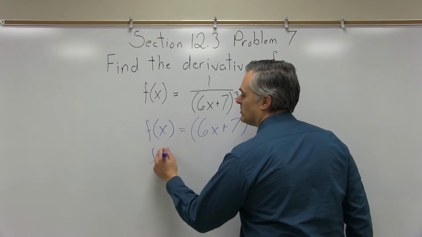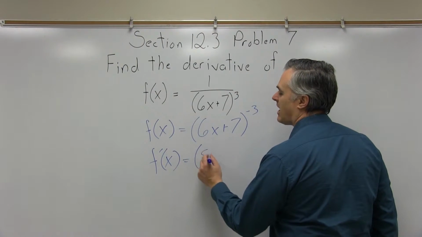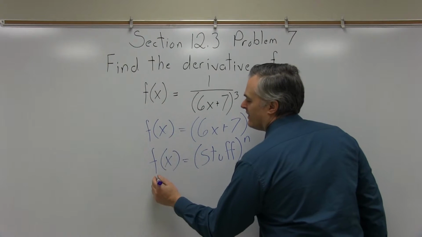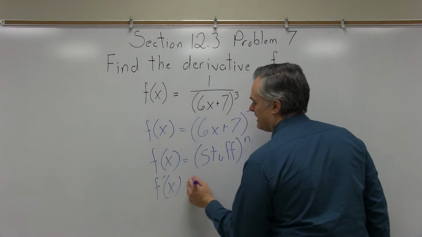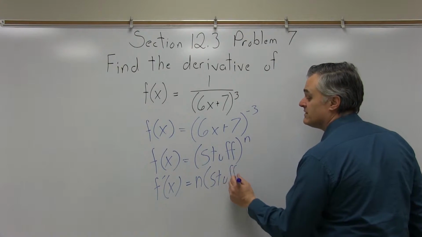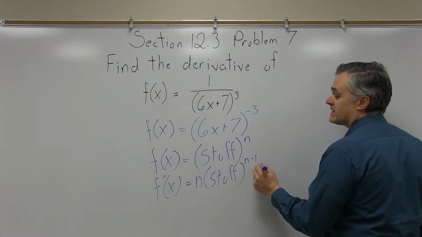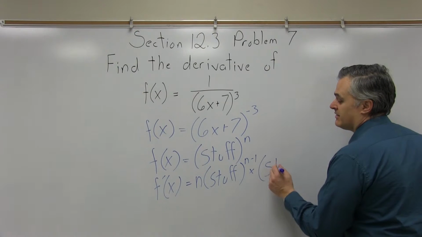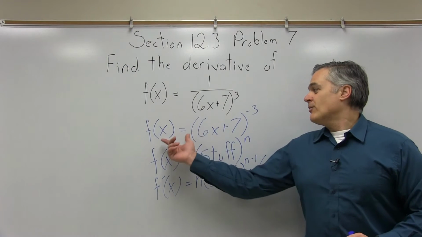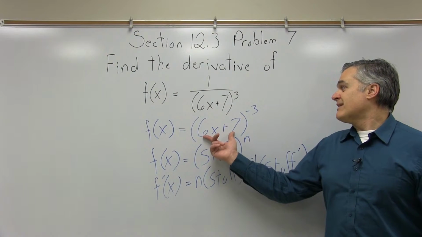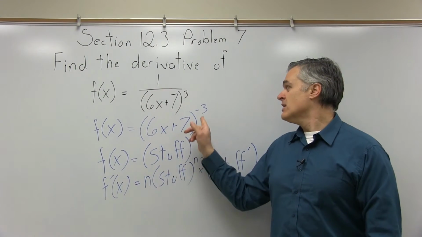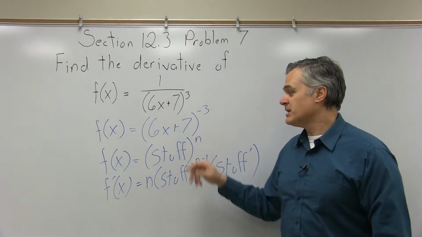And again, the chain rule says if my function is some stuff in parentheses raised to some power, then the derivative is the power, the n comes down in front of the stuff. You leave the stuff with no prime initially, reduce the exponent by 1, and then multiply times stuff prime. So by writing the function as 6x plus 7 in parentheses raised to the negative 3 power, it fits the format for the chain rule perfectly. The exponent happens to be negative, but that won't slow me down at all.